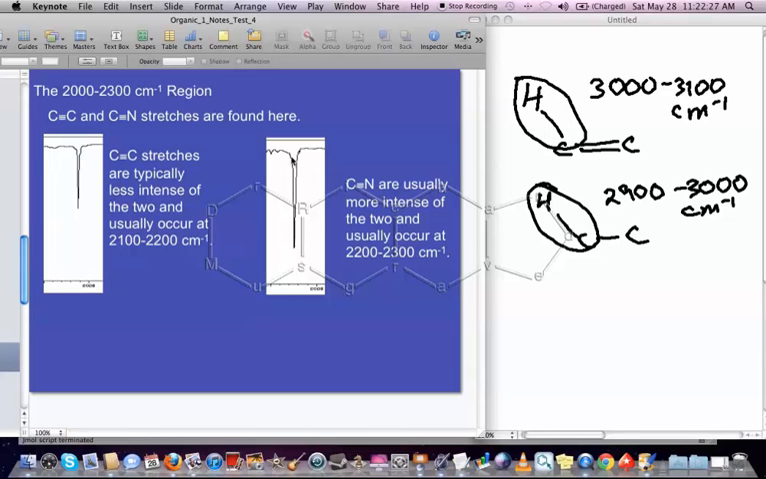They're always sharp peaks though, and this is definitely what I'd call a diagnostic peak. If you see something in the 2000 to 2300 region, you've definitely got a C triple bond C or a C triple bond N. If you do not see a peak in this region, that's going to indicate you do not have either of those functional groups.